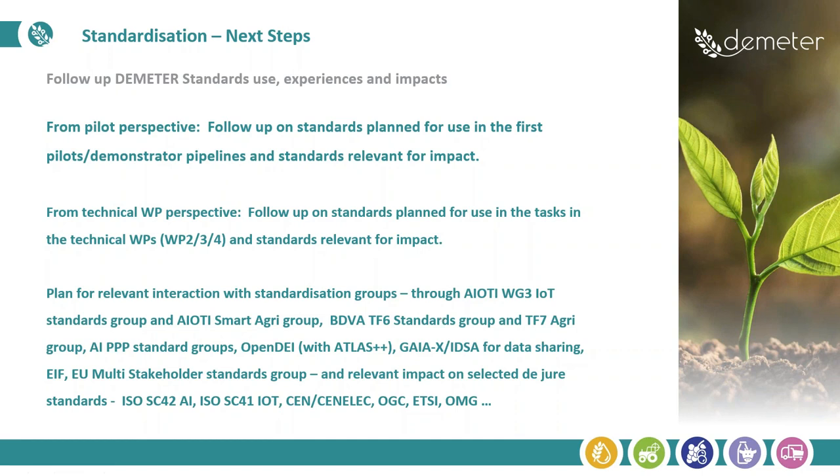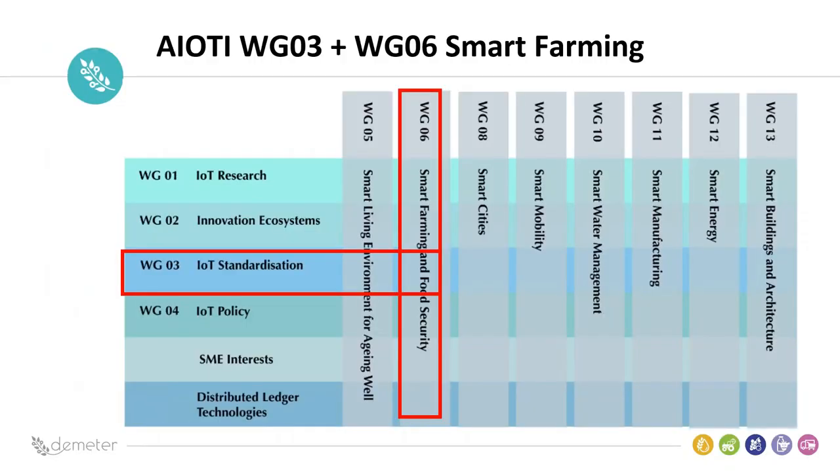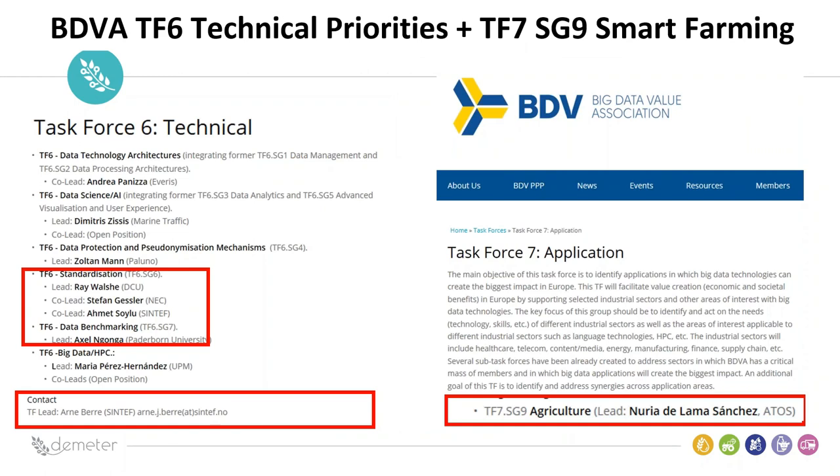Related to the European projects, there are a couple of groups that are particularly relevant to follow up because they are supporting the European projects that we are linked to. We have the Alliance for Internet of Things Innovation, working group 3 on IoT standardization, which has provided a very good foundation on technical communication and IoT standards, and that is related to working group 6 on smart farming. So there is good work that has been done so far as a foundation that can further be contributed to, as well as in the BDVA, the Big Data Value Association, which has a technical priority group with a standardization focus and benchmarking.